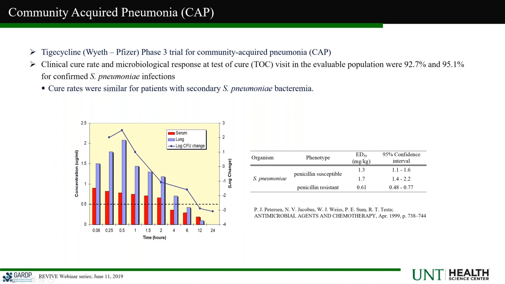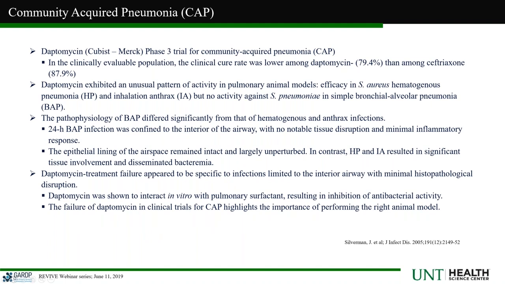If you couple the data that was seen in the animal model with the data for pneumonia with bacteremia and lower ED50s, this makes sense because you have high efficacy in both. So it makes sense that clinically, the patient had strep pneumonia, bacteremia, along with lung infection, the tigecycline should have been efficacious. There are some downfalls. I won't go through the slide, there's a lot of material here.